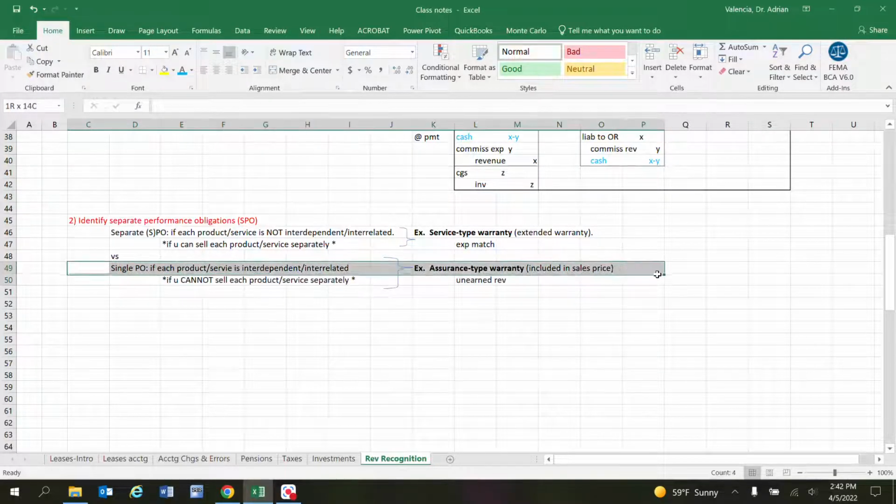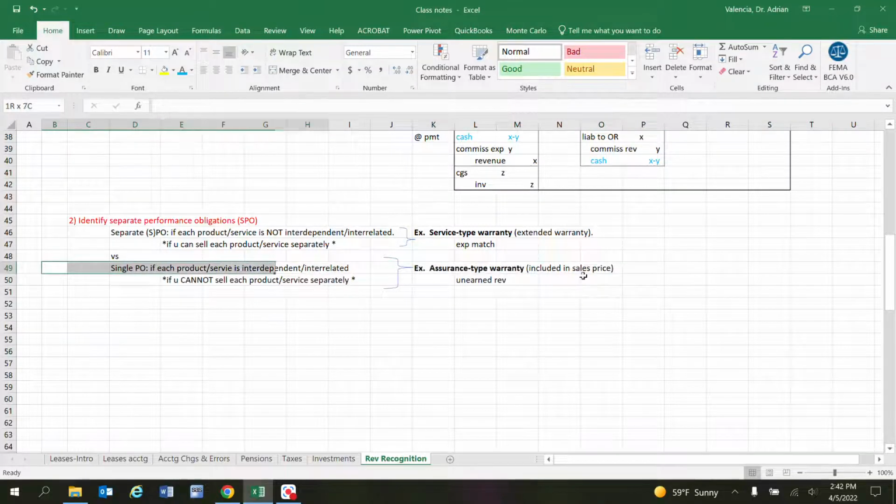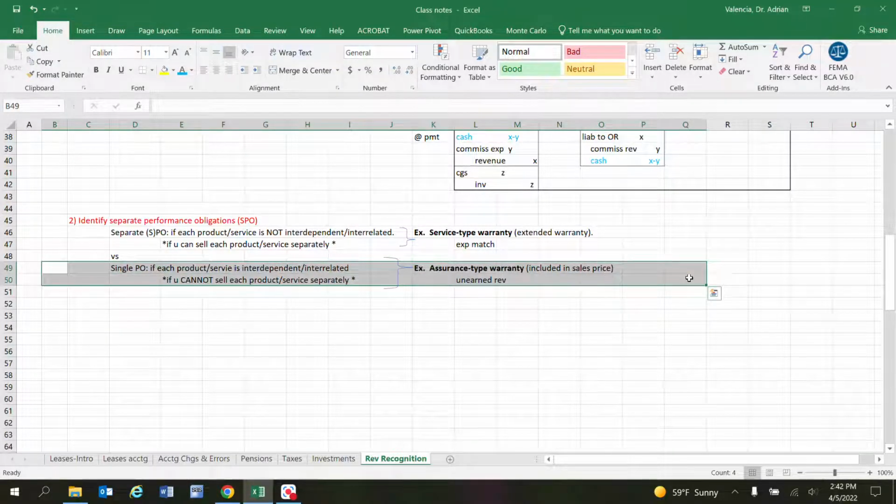Okay, so you still have to recognize revenue up to the amount that you think you will earn, and part of that amount will be unearned revenue until the warranty period expires. But nevertheless, what we're saying is that it is one single amount transaction. We're not going to separate it into different components. How does that differ from SPOs?